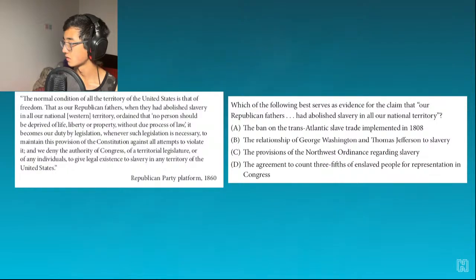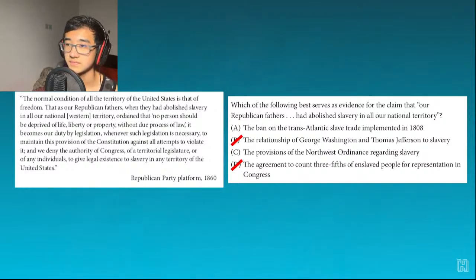Okay, so I see two immediately wrong answers. D is immediately wrong. The agreement to count 3/5 of enslaved people for representation in Congress, that cannot be used to support the idea that slavery ought not exist. The other obviously wrong answer is B, the relationship between George Washington and Thomas Jefferson to slavery. Now, George Washington and Thomas Jefferson both owned slaves, and it's true that their relationship to slavery was a little complicated. They both thought the institution ought to be abolished, but they didn't really do anything about it. So that definitely can't be used to support the Republican Party platform.